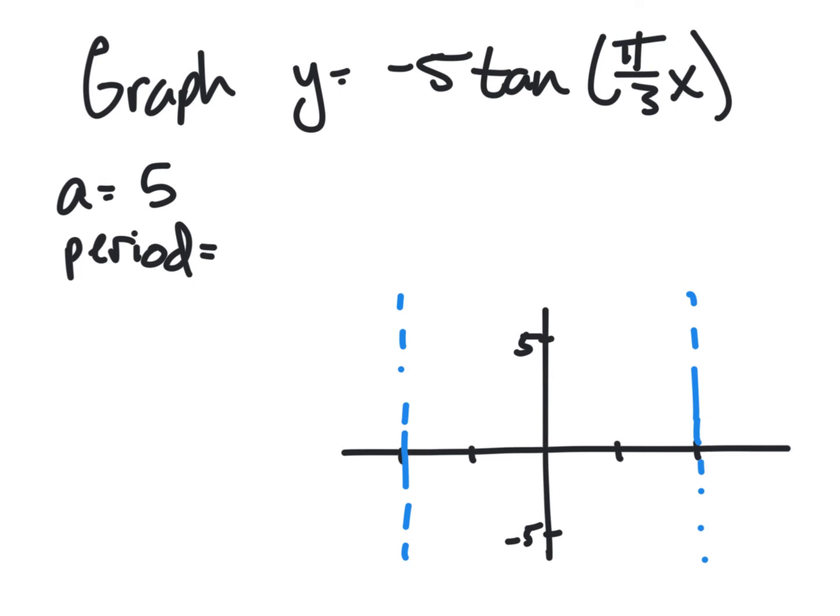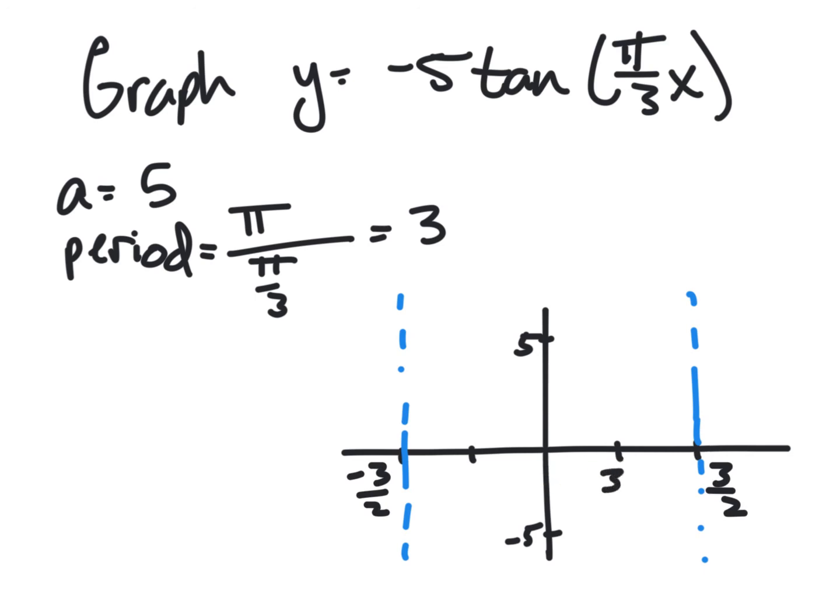Now I can find the period by taking pi and dividing it by b, by pi over 3. This gives me a period of 3. So the distance from here to here is 3. So this distance is half of that, which is 3 over 2 and negative 3 over 2. Then the distance from here to here is half of that distance, so this must be 3/4 and negative 3/4. And I could have found those increments by just taking the period over 4, which would be 3 over 4.